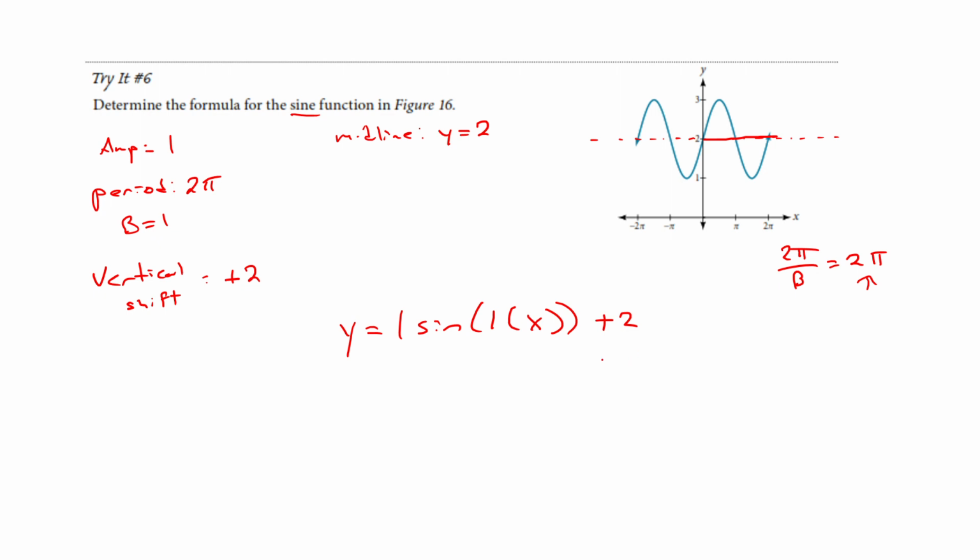Yeah, did I miss anything? I don't think so. Okay, so this is just, I'm going to simplify this now since I got a bunch of parentheses I don't need. This is just sine of x up 2. That's all it is. So that was pretty easy.